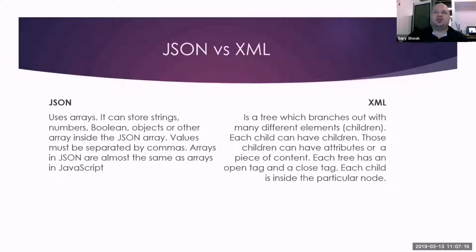But XML is set up like a tree, and it branches out with many different elements, many different children. Each child can have children. Those children can have attributes or a piece of content. So you've got grandparents with parents and children, and each of those can have attributes and pieces of content. Each tree has an open tag and a closed tag. Each child is inside that particular node.